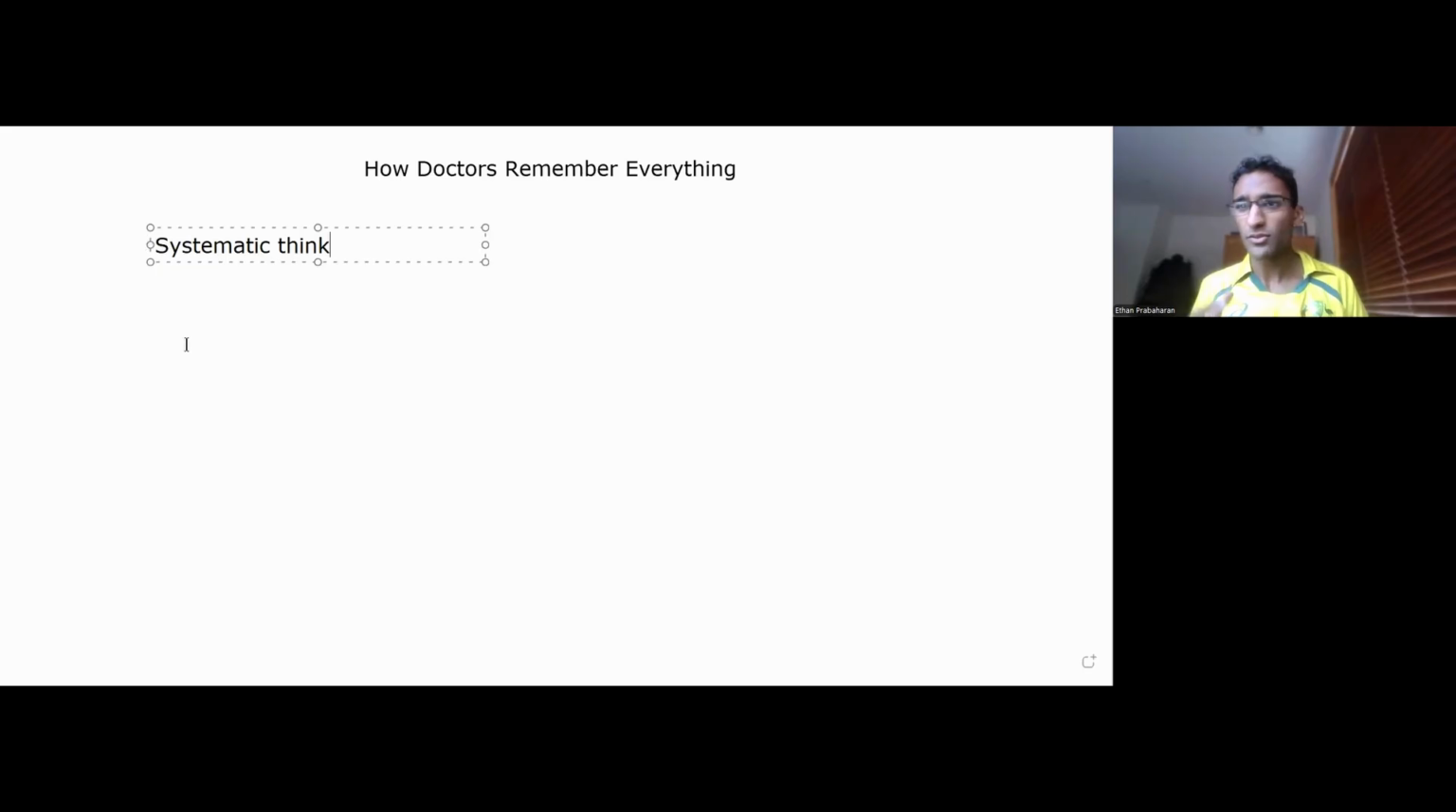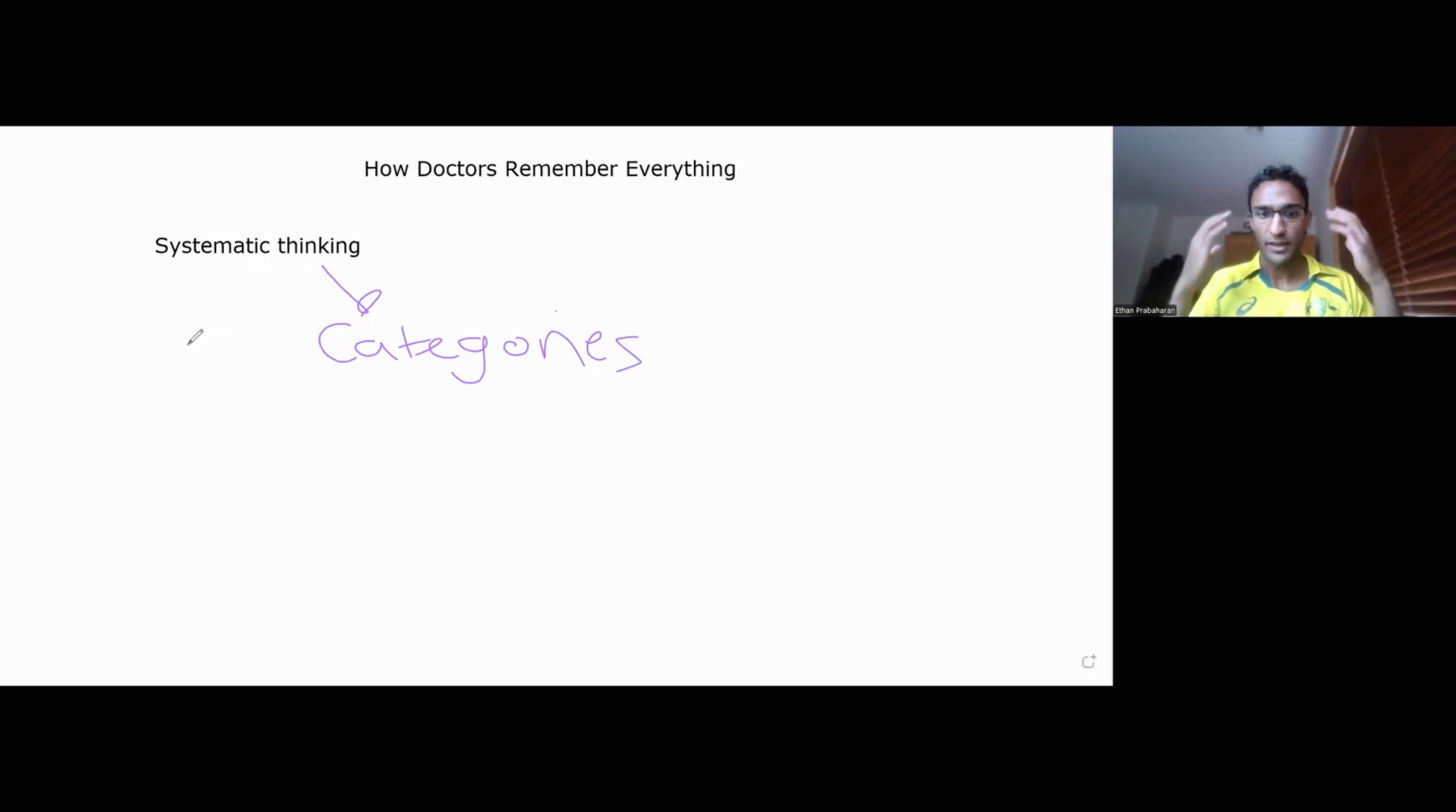So doctors always break things down into systems. They have ways of memorizing various specific pieces of information categorized in general pieces of information. And so the point of systematic thinking is you come up with a bunch of categories. For example, in the medical setting, that might be the different systems of the body. You have your head and neck, the chest, maybe a cardiovascular system, GI system, genitourinary system. And then within those categories, you can have your subcategory information that you learn.